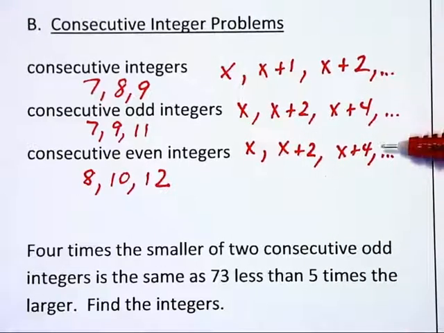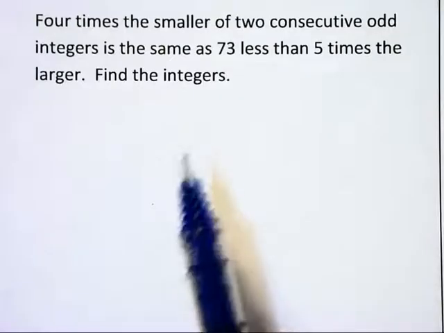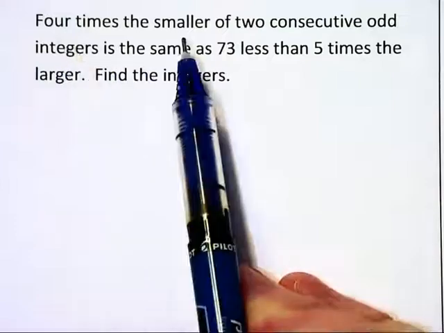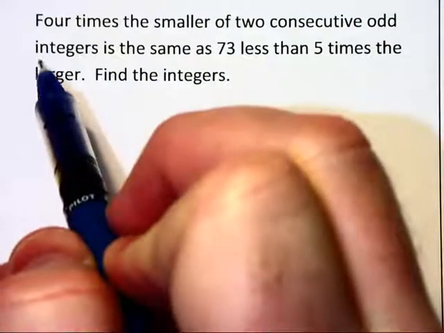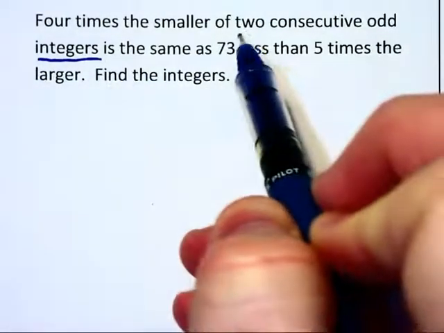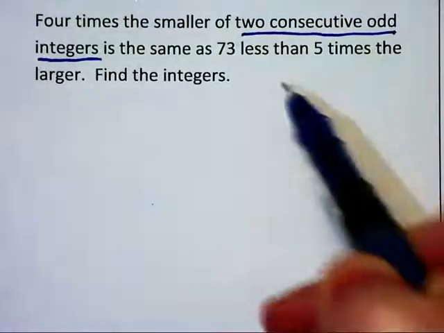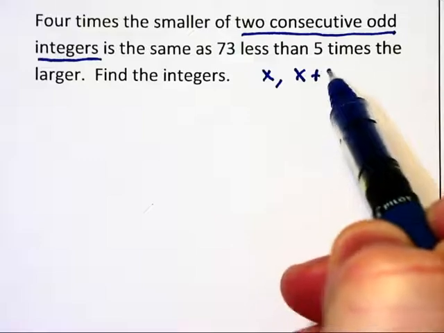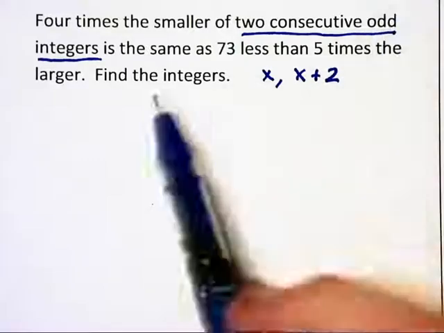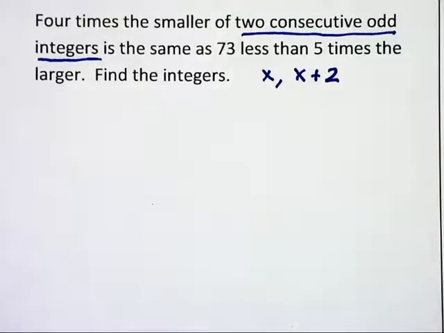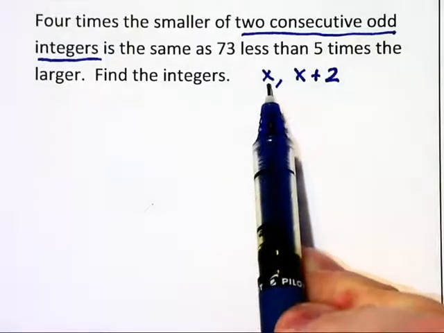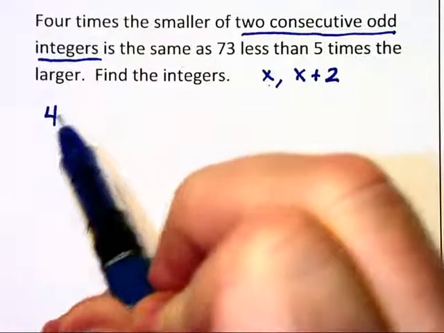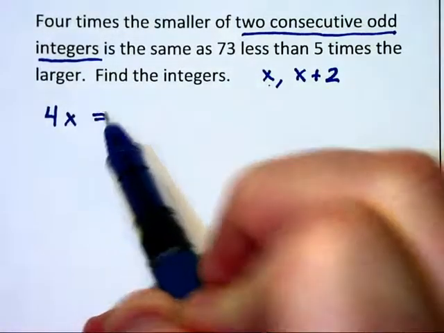So this is pretty much your code list that you're going to be using anytime you have consecutive integer problems. Okay, reading this problem, 4 times the smallest of 2 consecutive odd integers. Automatically, when I see 2 consecutive odd integers, I know we're going to be dealing with x and x plus 2. X plus 2 because we're dealing with odds.